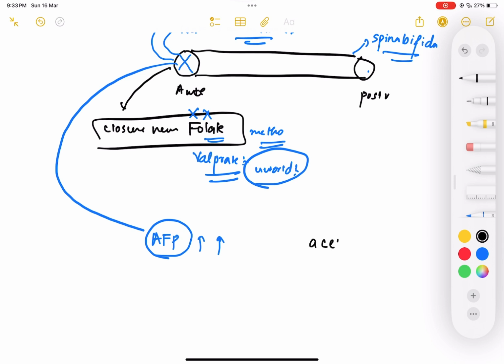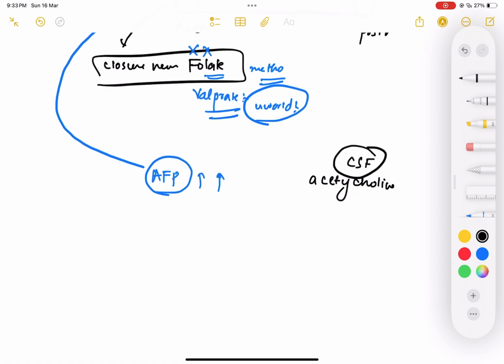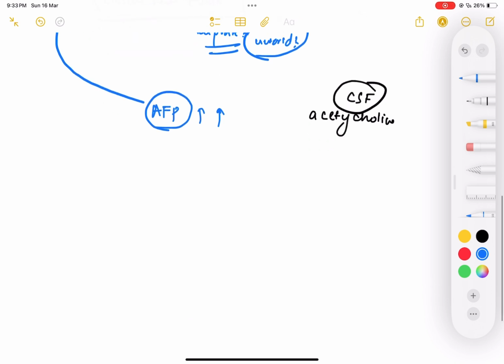Another thing you should keep in mind is acetylcholine. Why acetylcholine? Remember that acetylcholine is concentrated in your CSF, so in the CSF you have a lot of acetylcholine. If you have increased acetylcholine within your amniotic fluid, it suggests that the CSF of this child is leaking into the amniotic fluid, and you can suspect an anterior or posterior neuropore closure defect.